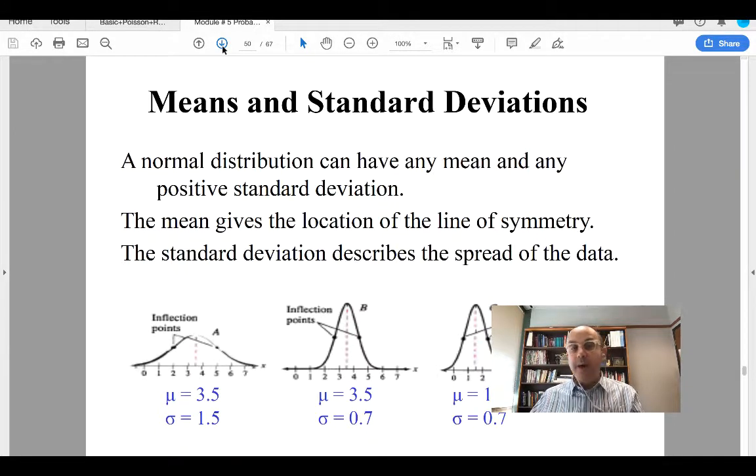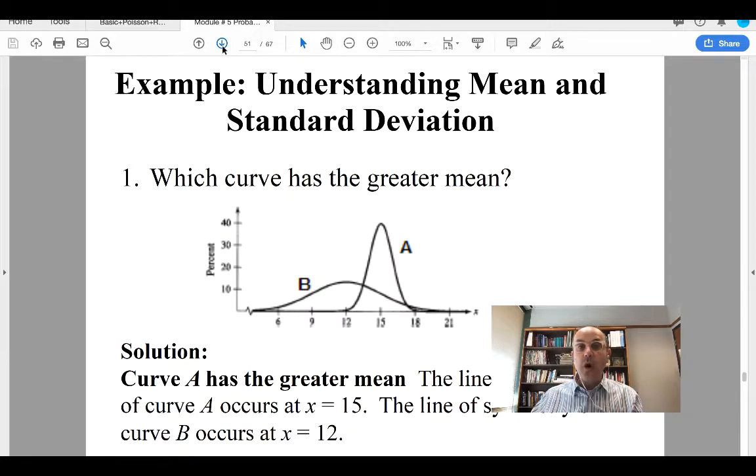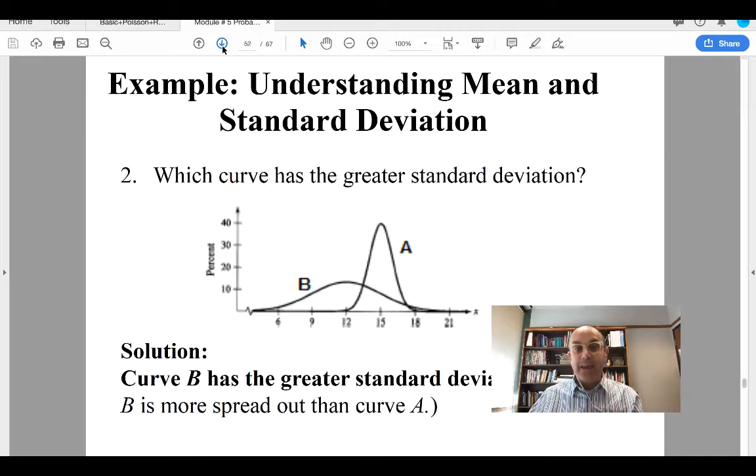We also measure the mean and the standard deviation and how to calculate them. I gave you an example in the slide of understanding the mean and standard deviation, in which a curve has a greater mean, and we learned about how to calculate that.